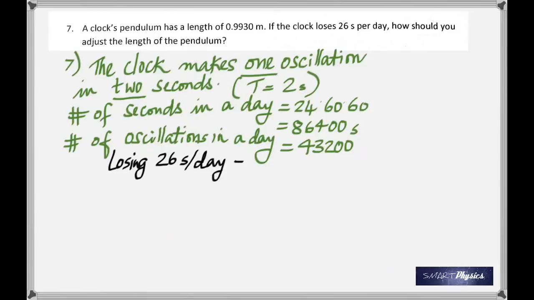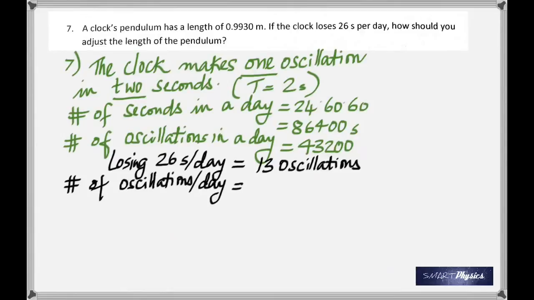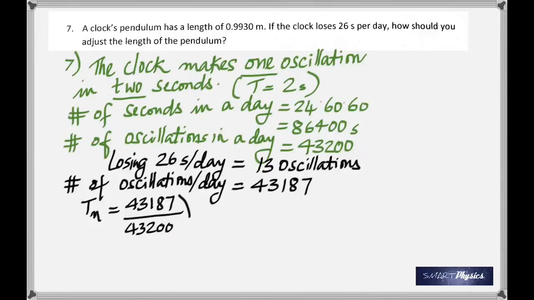And it loses these 26 seconds in 43,200 oscillations, which is equivalent to about 13 oscillations. 26 seconds is equal to 13 oscillations. Therefore, the number of oscillations that this clock actually makes is 43,200 minus 13, which is 43,187. And therefore the new time period is the ratio 43,187 divided by 43,200 times the old one, which we know is 2 seconds.